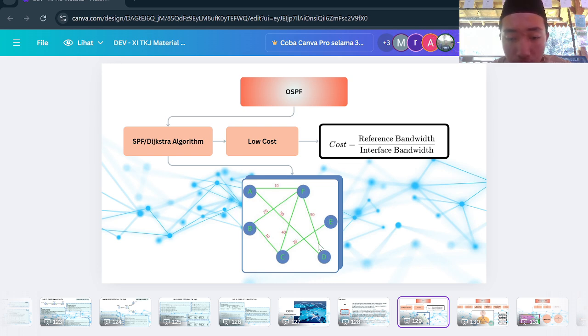The OSPF algorithm will choose F to B to C, because the lowest cost is F to B to C. F to B is 20 and B to C is 10, so if we count it, it will be 30. But F to C is 40. So the path for the packet is F, B, and the last is C.